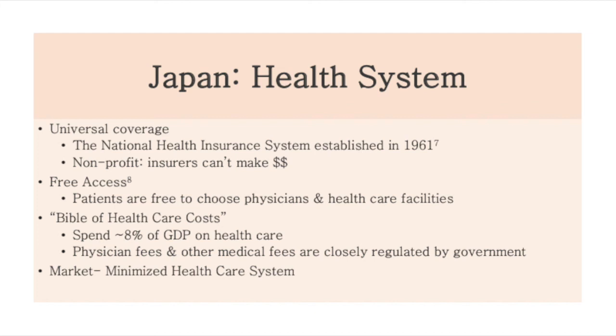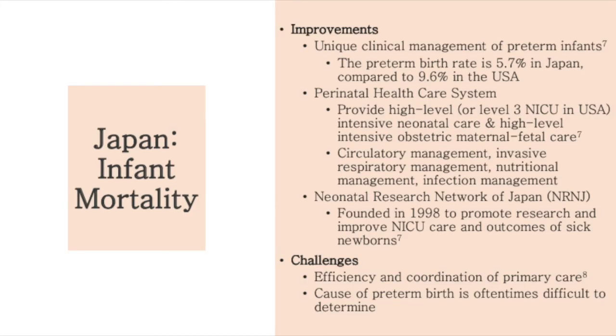And lastly, Japan is a market-minimized healthcare system, the opposite of the United States, and they have a lot more government intervention, which is not a popular idea among US citizens. So after talking about their health system in Japan, here is what they are doing to combat the public health issue of infant mortality. In Japan, they have a very unique clinical management of preterm infants.